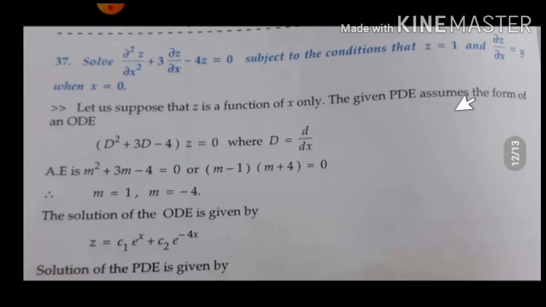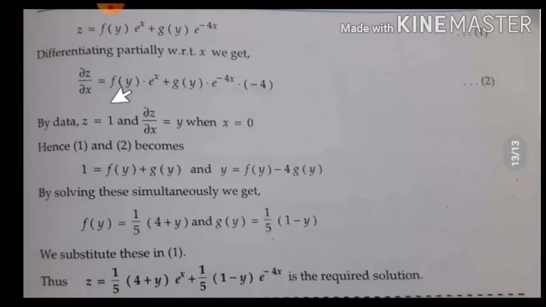Now we need to substitute the conditions. z is equal to 1 and ∂z/∂x is equal to y when x is 0. So z is equal to 1, ∂z/∂x equal to y. Substitute it now. z is equal to 1 and x is 0 in equation 1. 1 equals f(y), e^0 is 1, e^0 is 1, so plus g(y).